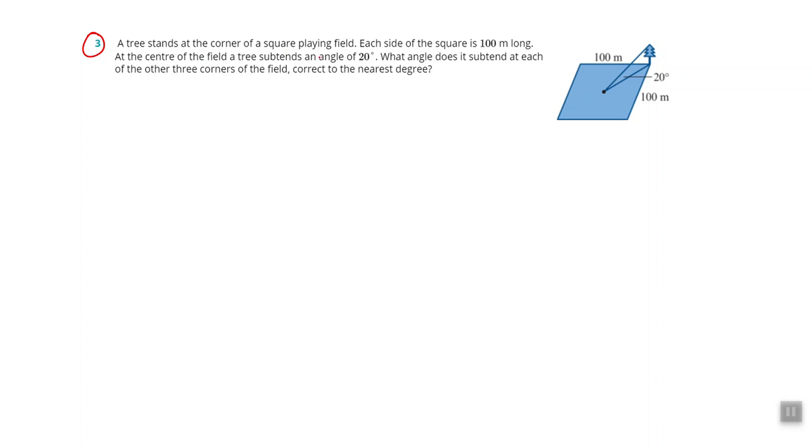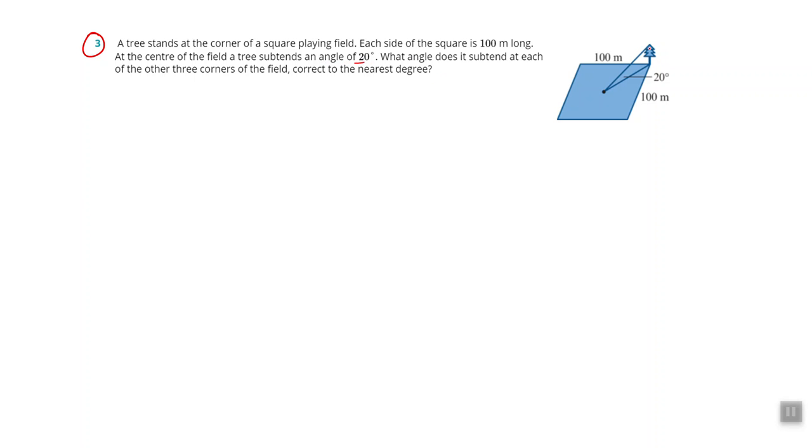So a tree stands at the center of a square playing field. Each side of the square is 100 meters long. At the center of the field, the tree subtends an angle of 20 degrees, as shown in the diagram. What angle does it subtend at each other corner of the field?